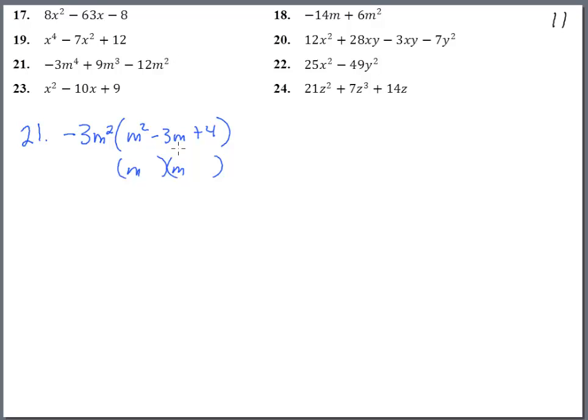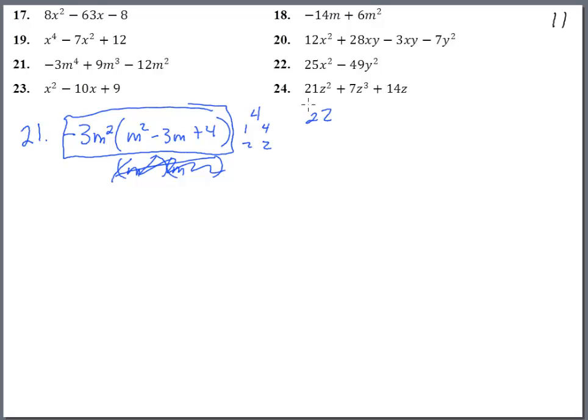Maybe a positive 4 and a negative 4 and a positive 1, but that doesn't work. Let's double check over here. We've got a positive 4, and a 1 and a 4, and a 2 and a 2. These would have to be opposite to give us a 3, so, oh, we're done. This is the end result.